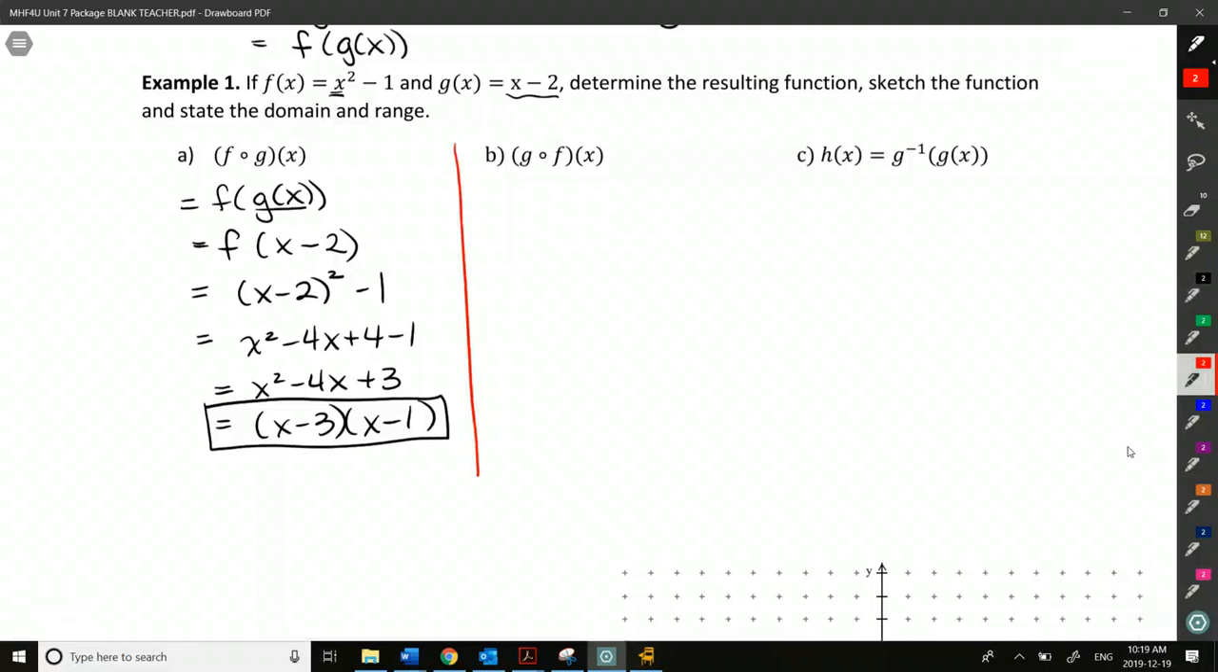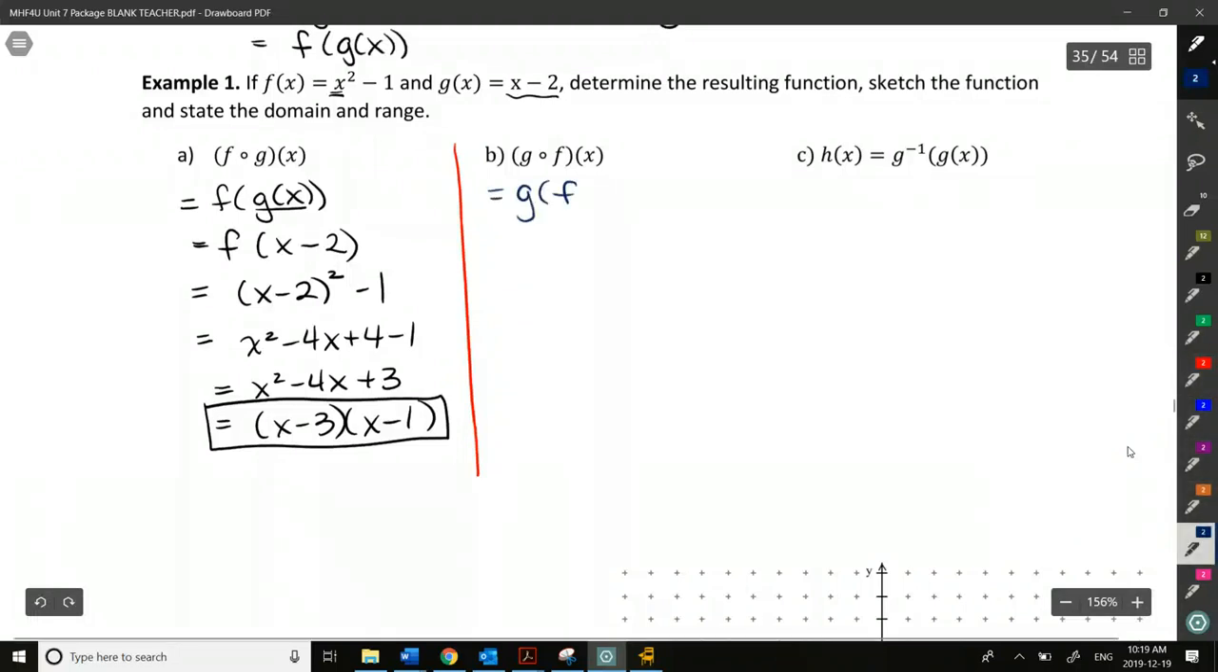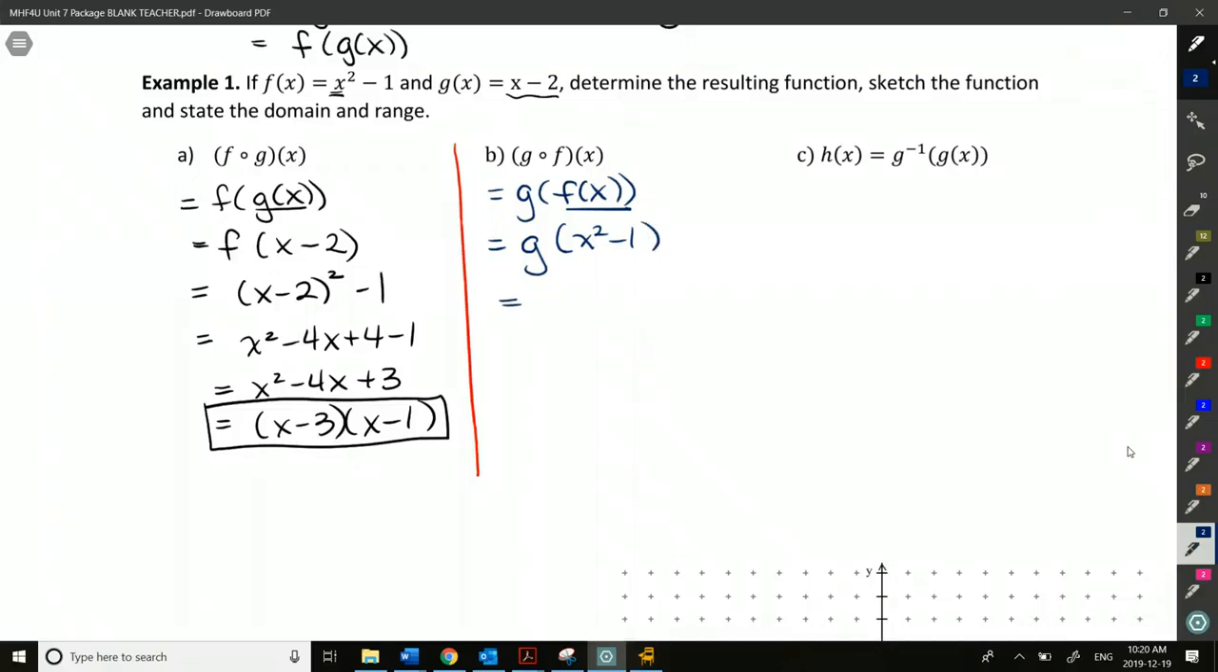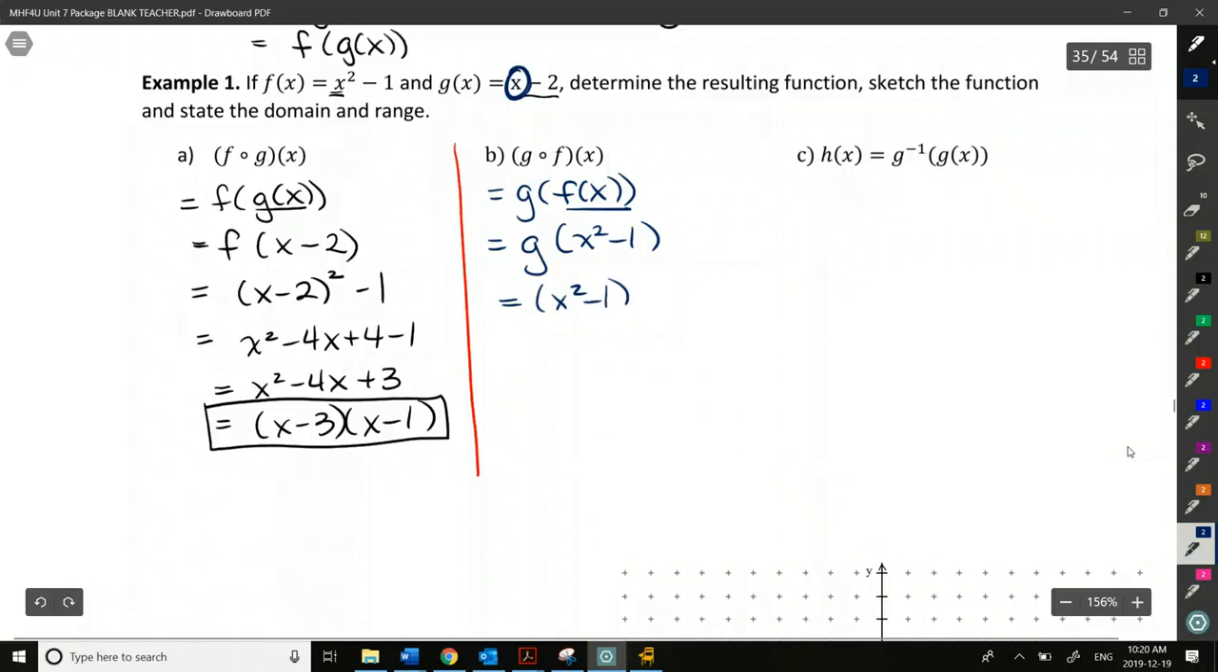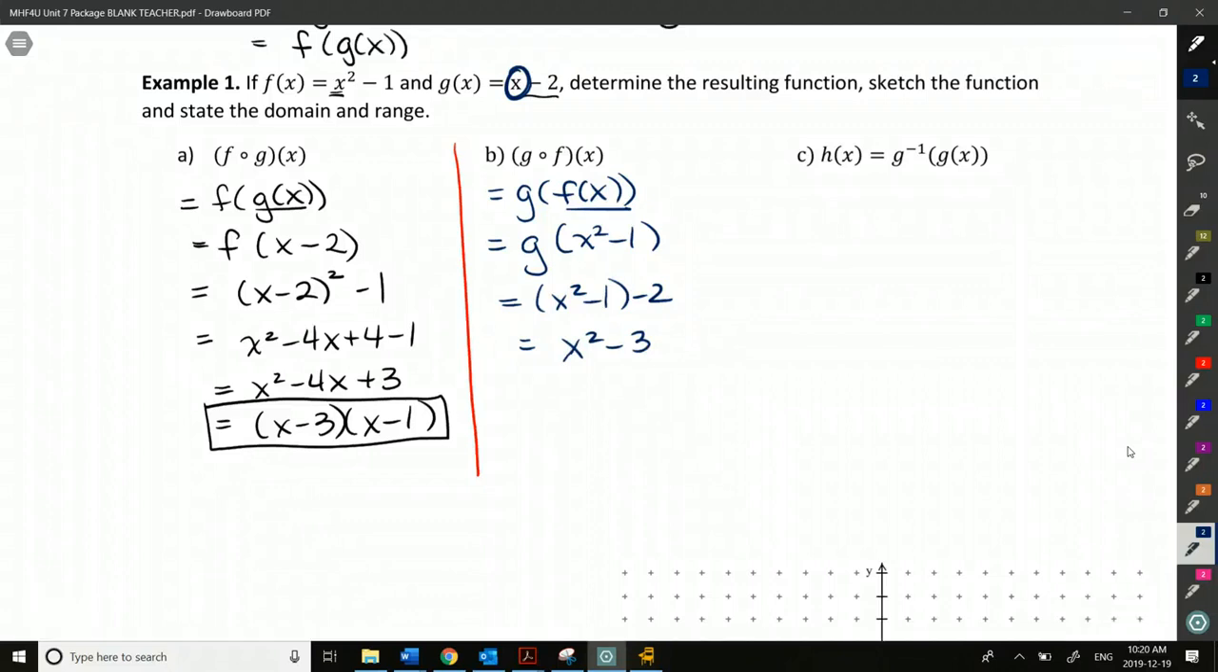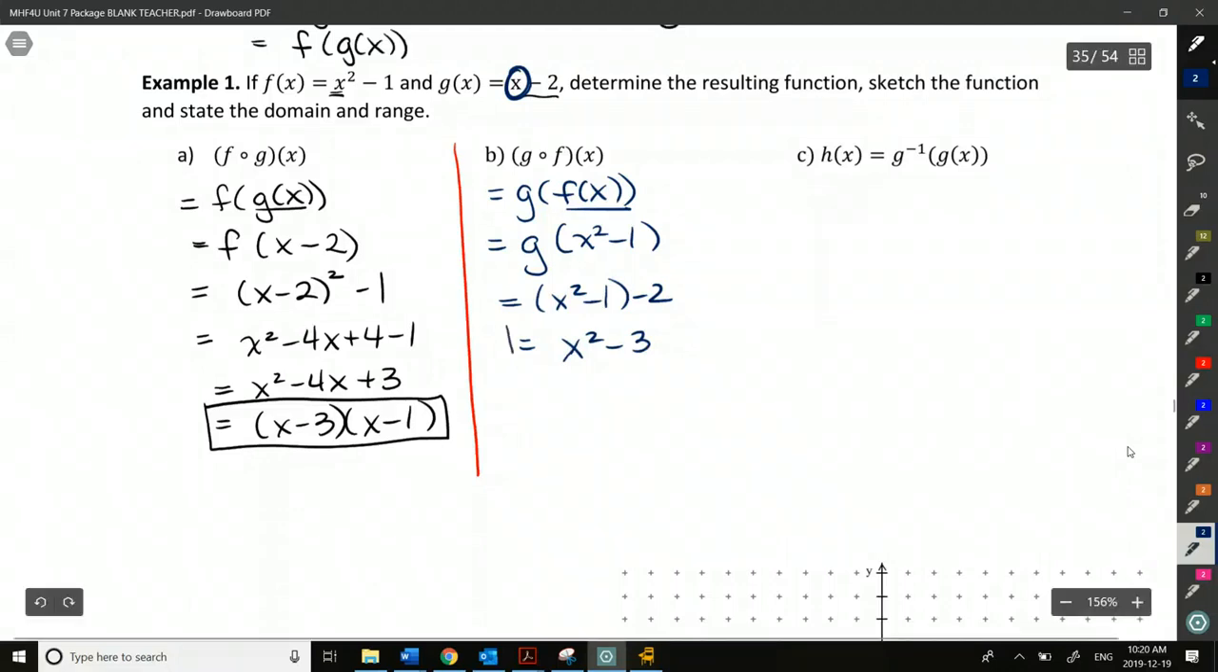Okay, now if we do the opposite, g composite f at x, what we're actually doing is plugging in f at x inside of g at x. So I want to take my f at x function, which is x squared minus 1, and I want to take all the x's in g at x and sub in x squared minus 1. That's what this is telling me to do. So it's going to be x squared minus 1 minus 2, and that gives us x squared minus 3. Can't really go any further with this. It looks similar to a difference of squares, but 3 is not a perfect square, so this is about as far as we can go.